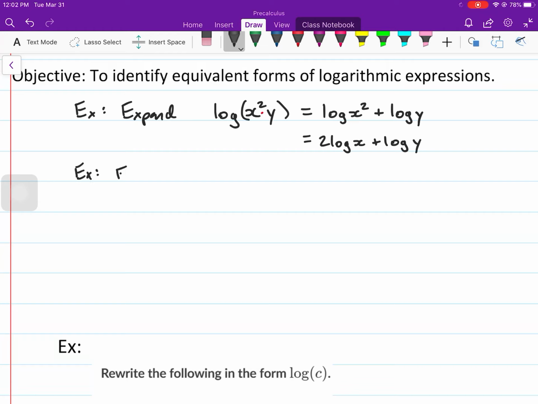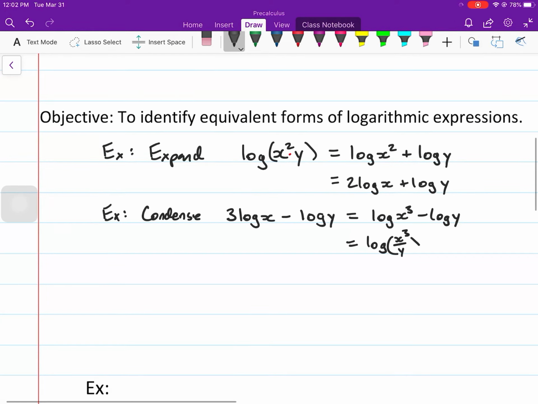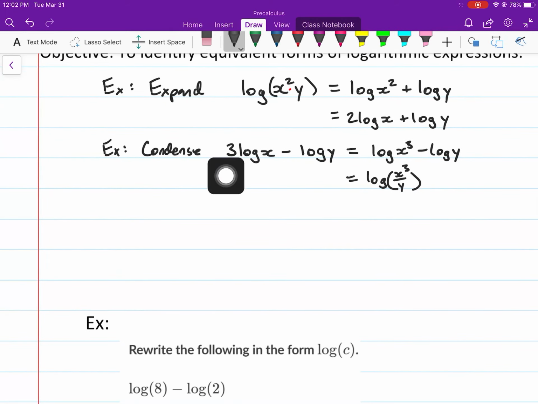Another example. Let's go with condense. And so let's just say we had 3 log of x minus log of y. So here, let's start with the power rule. Since we're going backwards, let's do the power rule first. So we'll have log of x cubed minus log of y. And then I can condense that further by going log of x cubed over y, all on the inside like that.